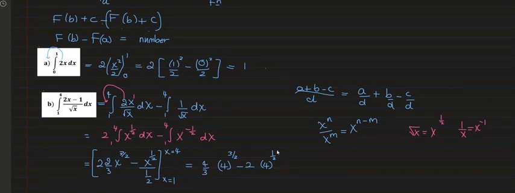Now we need to subtract from that, all of this, by substituting x with 1. So we have 4 over 3, and the 1 to the power of 3 over 2, and then minus 2 times 1 to the power of 1/2. Of course, 1 to any power is 1, the powers that we have here are positive. So it's going to be 1, and then we can solve this and get the value of the result.